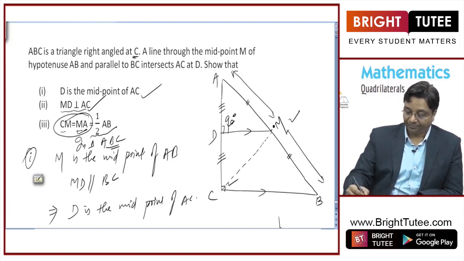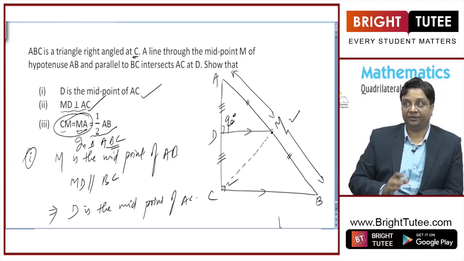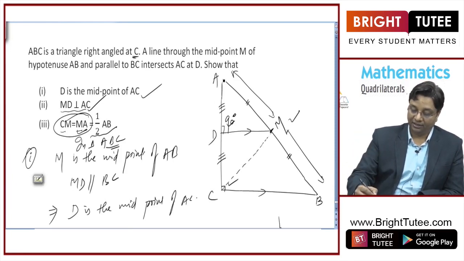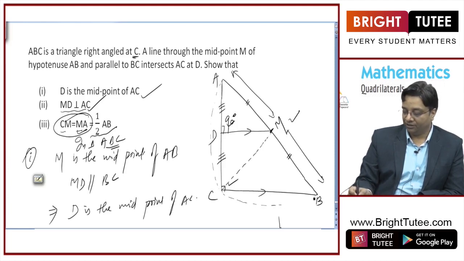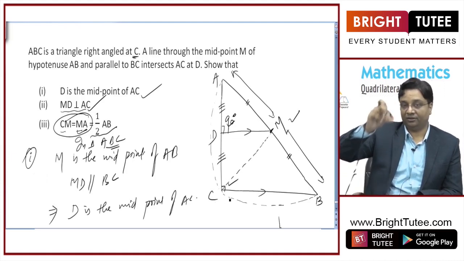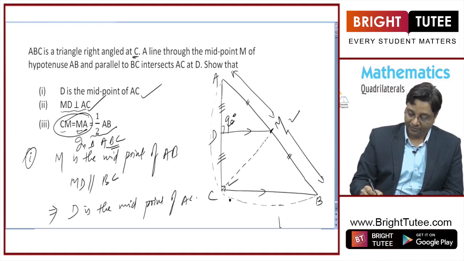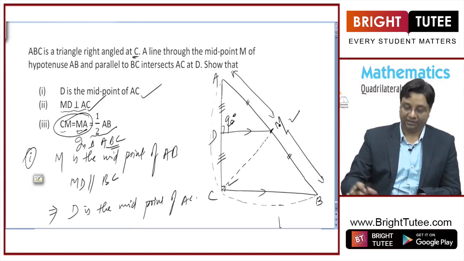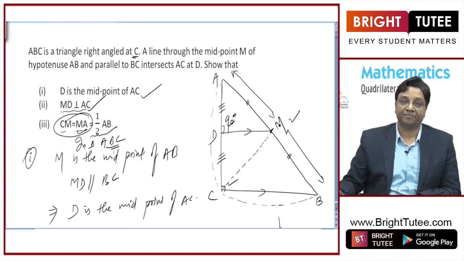Now see, if you have done the chapter on circles, it is very easy to visualize that if you take M as the midpoint and AB as the diameter, you can draw a semicircle. It will definitely pass through C. Why? Because the angle made in a semicircle is 90 degrees. So MC will also be a radius, equal to MA and MB. This is one of the ways.